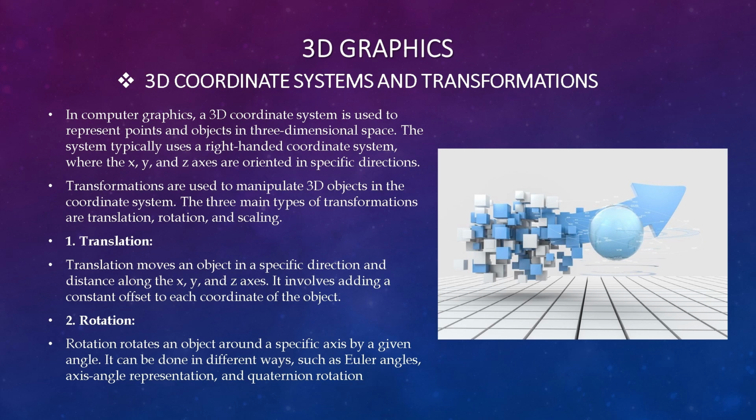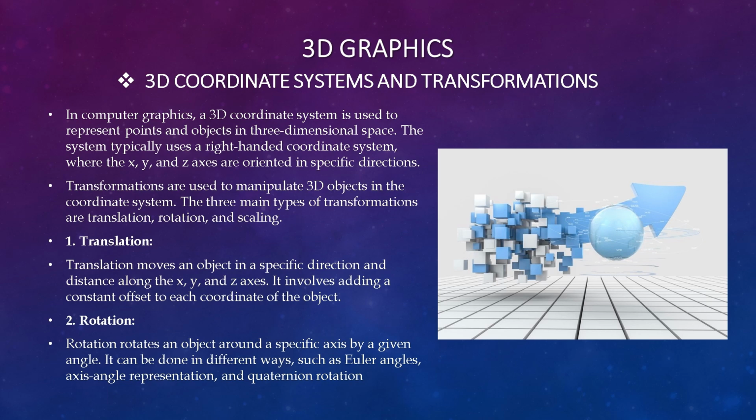In computer graphics, a 3D coordinate system is used to represent points and objects in three-dimensional space. The system typically uses a right-handed coordinate system where the x, y, and z-axes are oriented in specific directions. Transformations are used to manipulate 3D objects. In the coordinate system, the three main types of transformations are translation, rotation, and scaling.